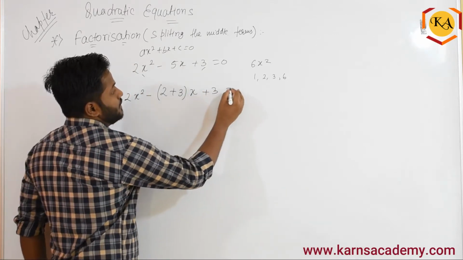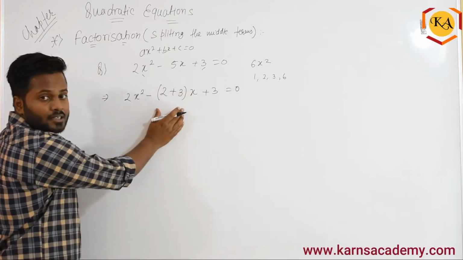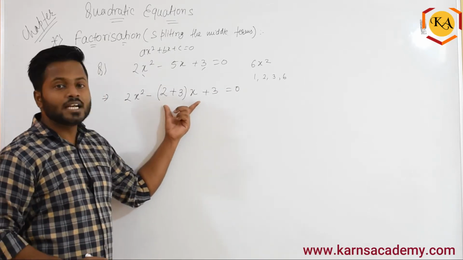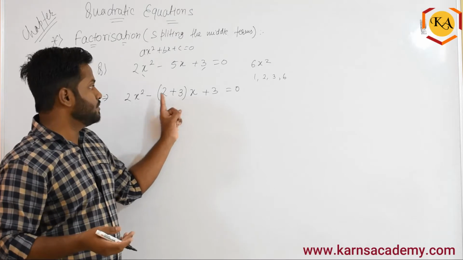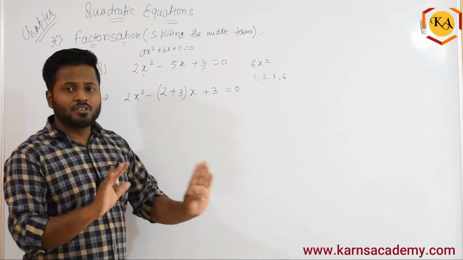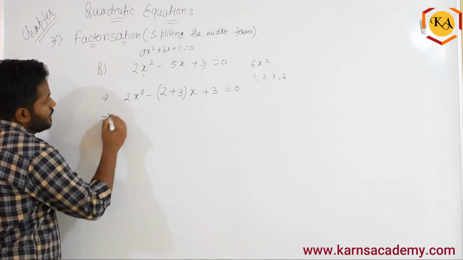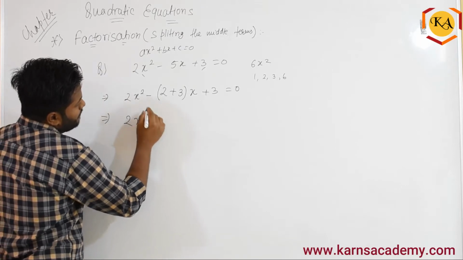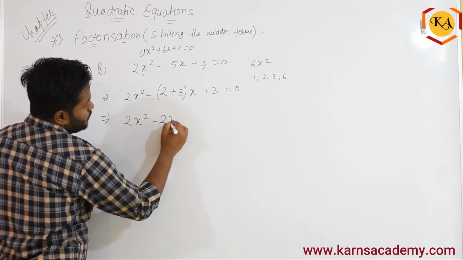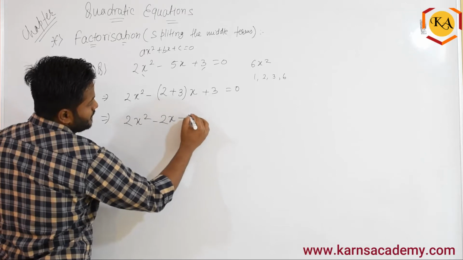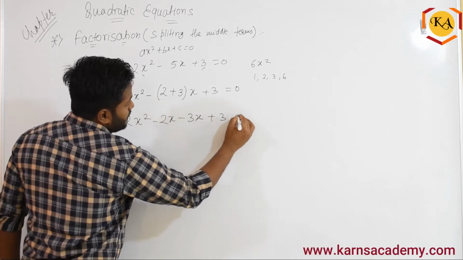Plus 3 equal to 0. And I would suggest you put the bracket here. I've seen a few students, they just directly write this. In that condition, you will have a confusion of sign. Once you put the bracket, everything will be clear. Now let's put this. 2x square minus 2 into x, 2x minus, into plus, minus 3x plus 3 equal to 0.